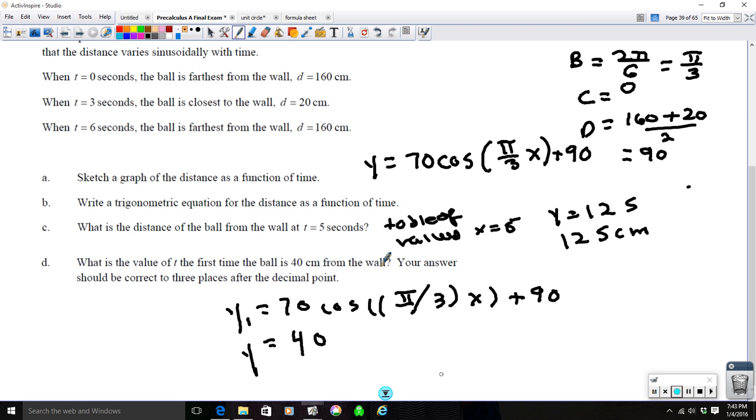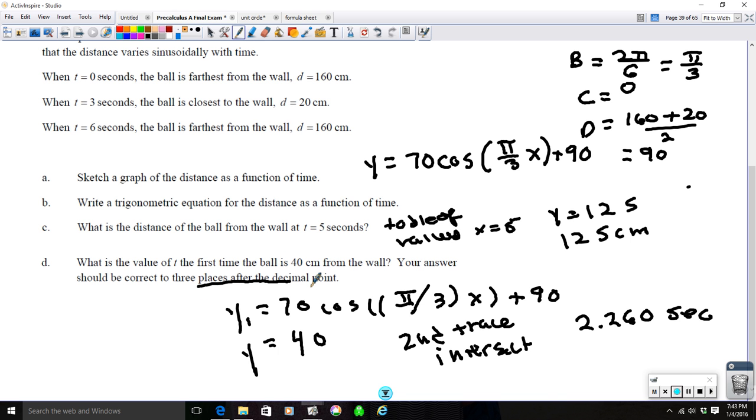So when you do that, you're going to go to second, trace, and intersect. And you're going to get to the left of it, get to the right of it, press enter, hit guess, and it's 2.260 seconds. Please pay attention to the fact that it has to be correct to 3 decimal places, or 3 places after the decimal point. That means to the thousandths place.